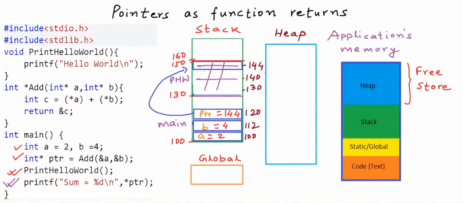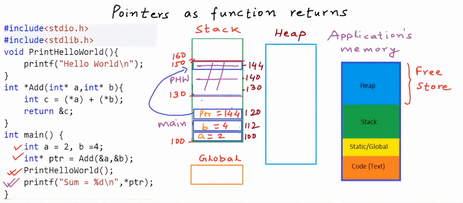Now the obvious question would be, why did we get the right value when we were not making a call to print hello world? I would say that I just got lucky. Maybe because I did not call any other function after making a call to add, my machine did not overwrite or erase the data at that particular memory location. But when I made a call to print hello world, that memory got used.